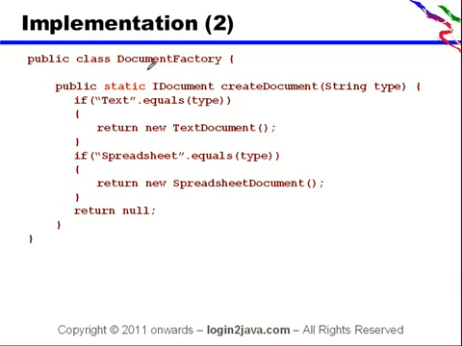Now see the document factory code. We can have a static method create document. This is your factory method. You can supply the type of the document that you need to create. If text equals type, suppose your type is text, it will return a new text document, or if spreadsheet, it will return a new spreadsheet document. And with another if condition you can handle your Word document or PDF document or any other kind of document.